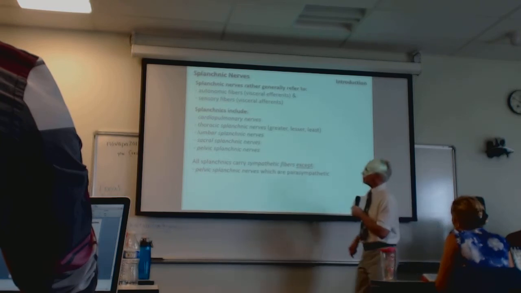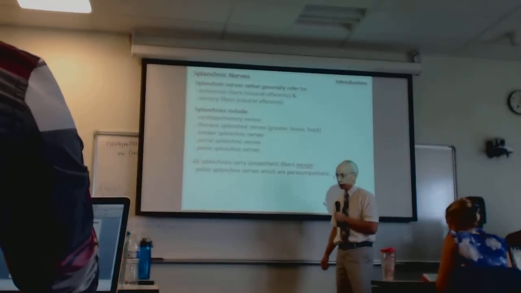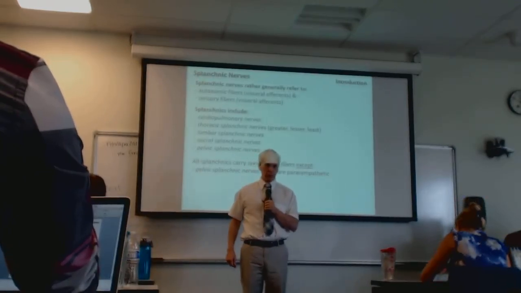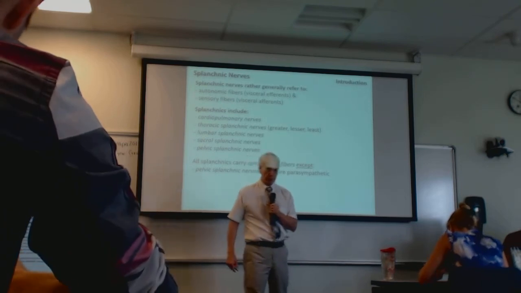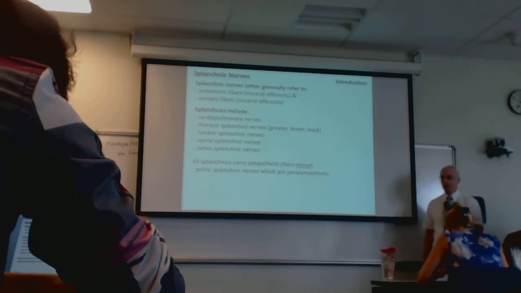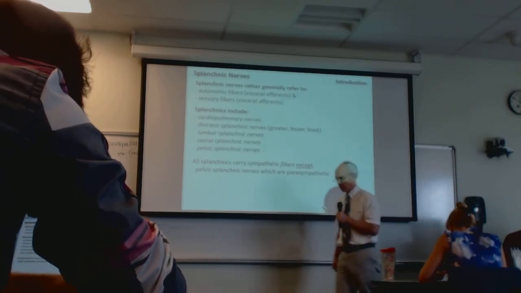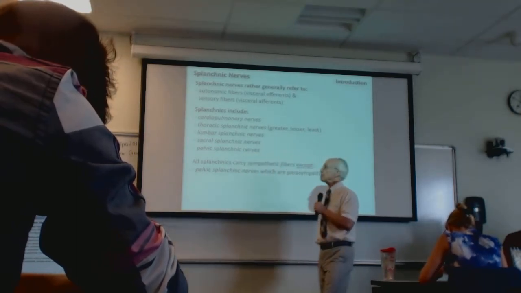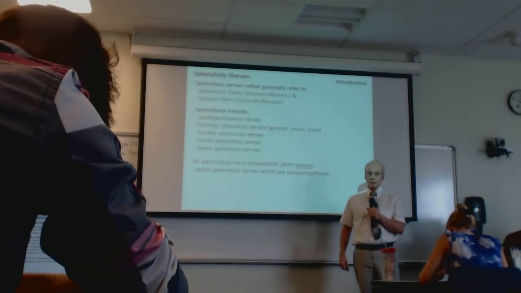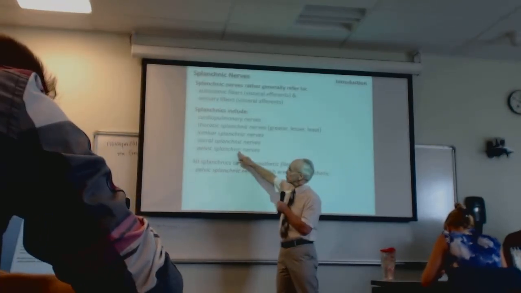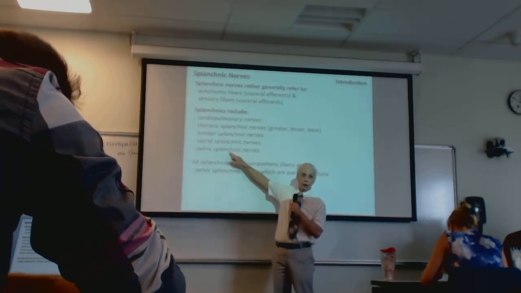I think here's what we need to know about splanchnics. Splanchnics are specialized autonomic pathways between the cord and the viscera. The cord and the viscera. Viscera are organs and organ systems. That's number one. Everybody got that? Number two, all splanchnic nerves are sympathetic with the exception of this one, the pelvic.